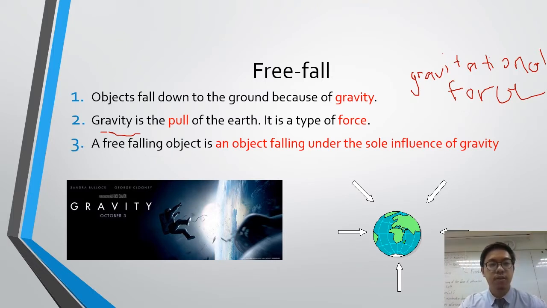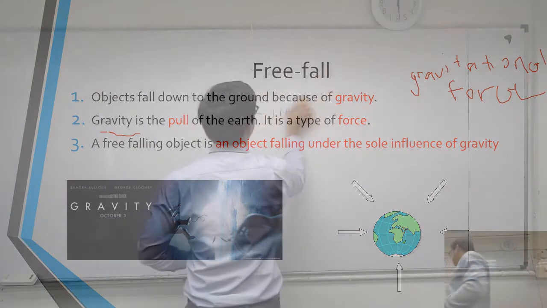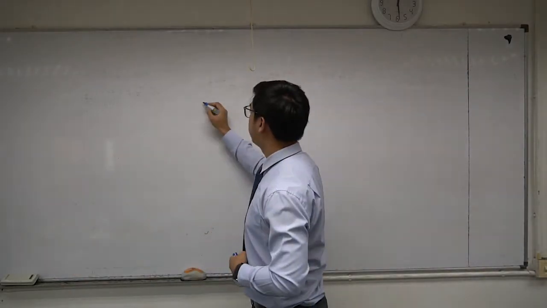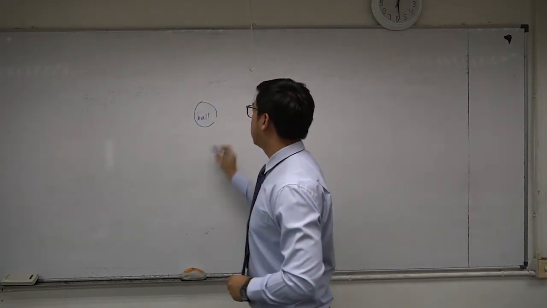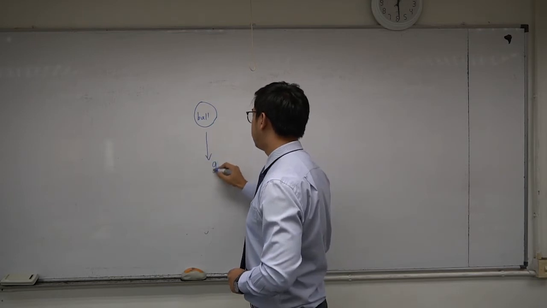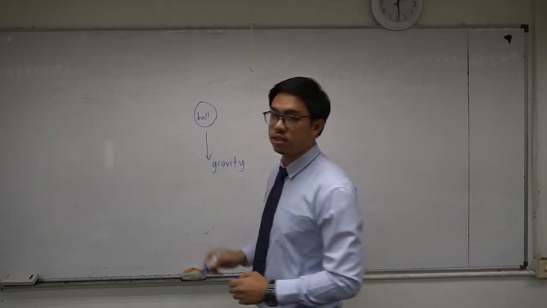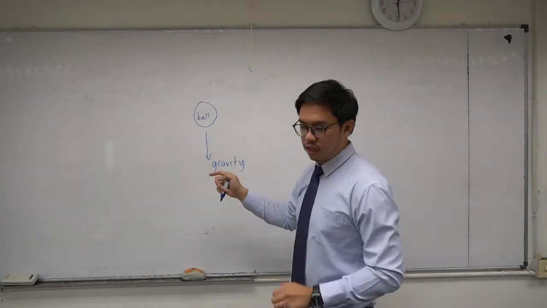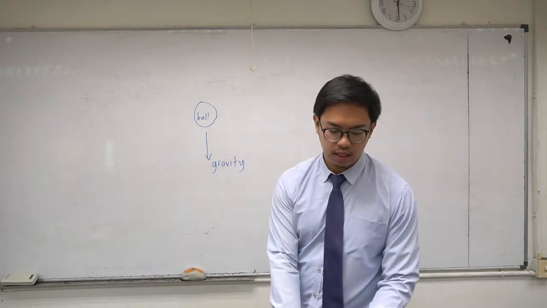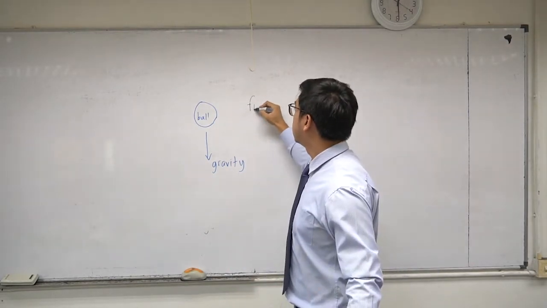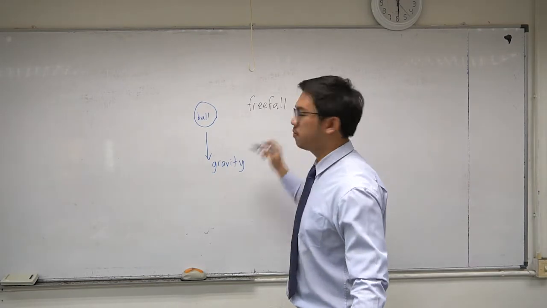And an object is free falling if it is falling under the sole influence of gravity. Right, so you have a ball falling. Okay, so this is a ball. It's falling, and gravity is pulling it down towards the earth. And if only gravity is acting on this ball while it's falling, then we say this object is free falling.